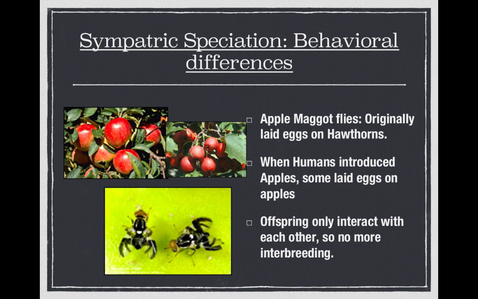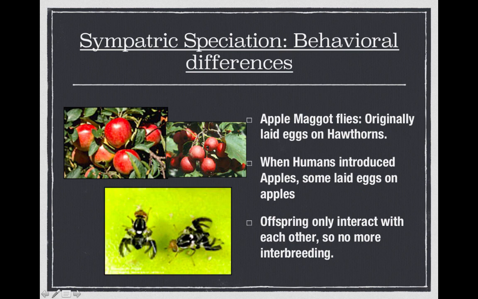Other things that can lead to sympatric speciation are behavioral differences. So the apple maggot flies originally laid their eggs on these little things called hawthorns. But when humans started introducing apples, which are in the same family, I believe, some of the apple maggot flies laid their eggs on apples instead of these hawthorn berries. And because they laid their eggs on the apples, they only interact with other ones that lay their eggs on apples. And so this interacting only with the ones that you're seeing led to two species.